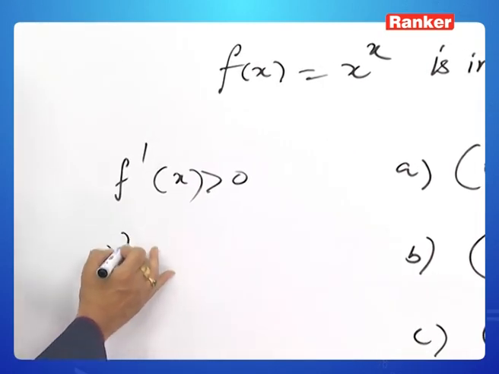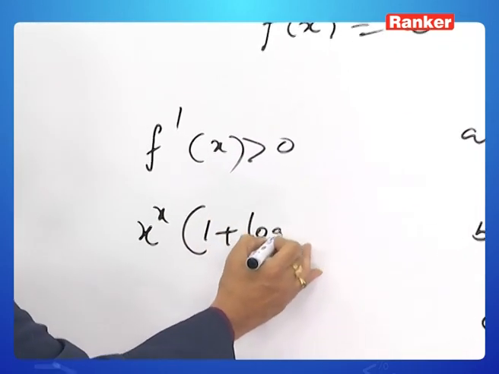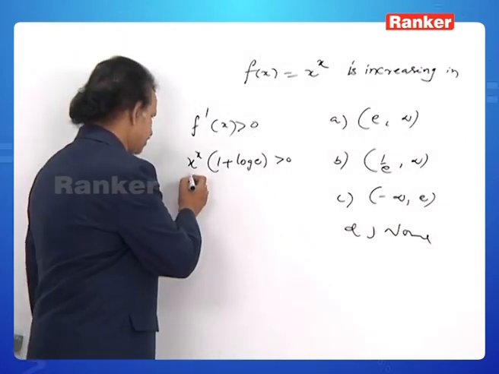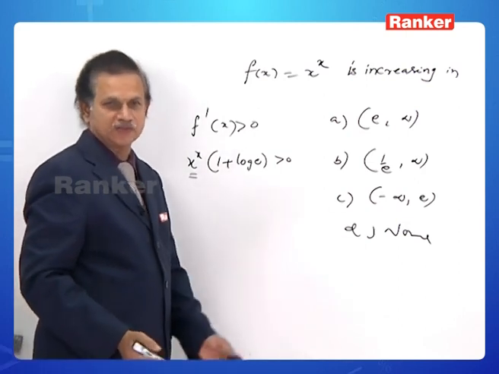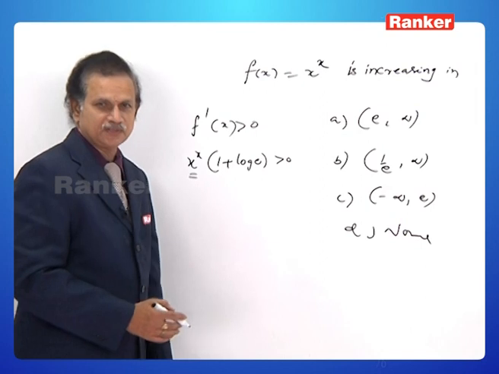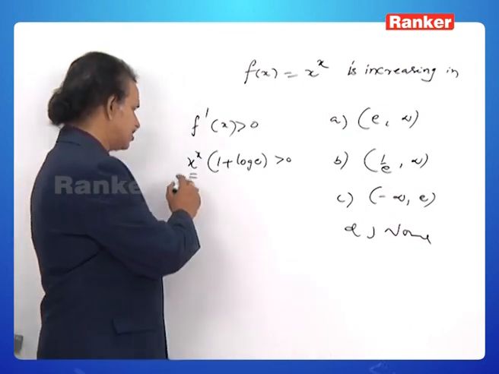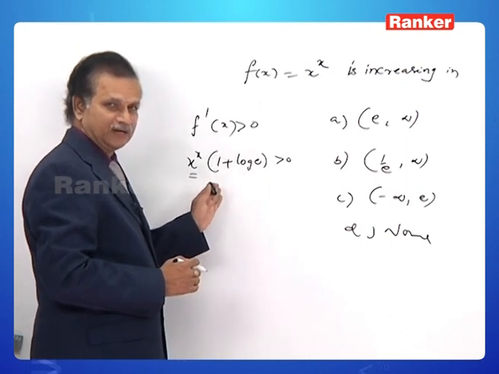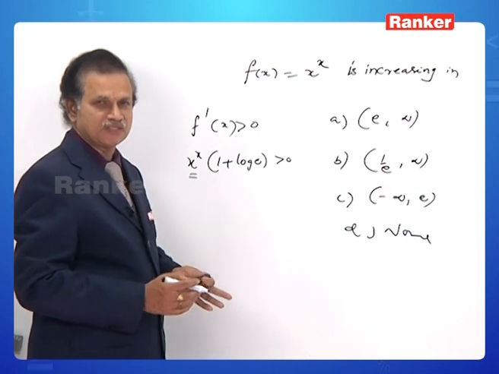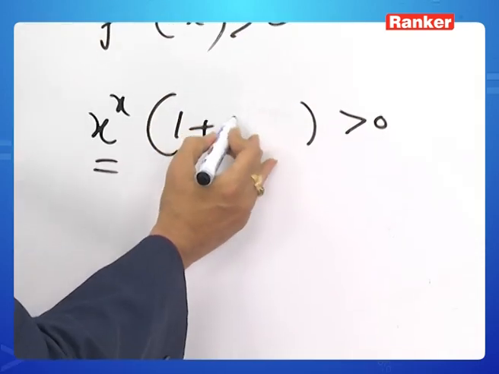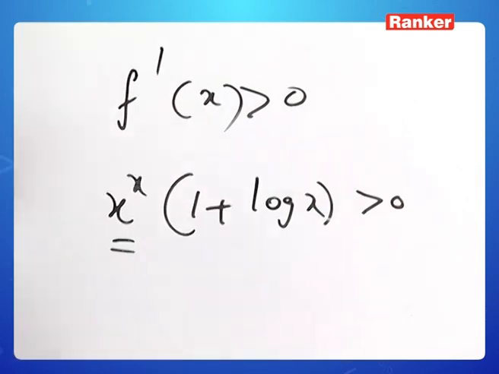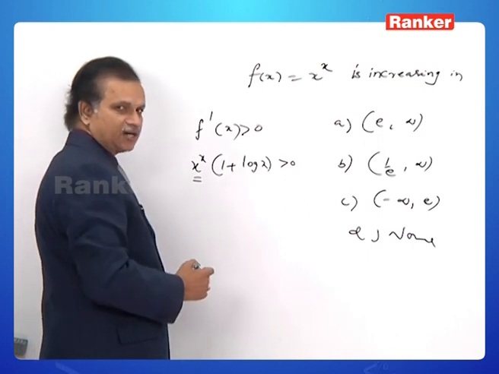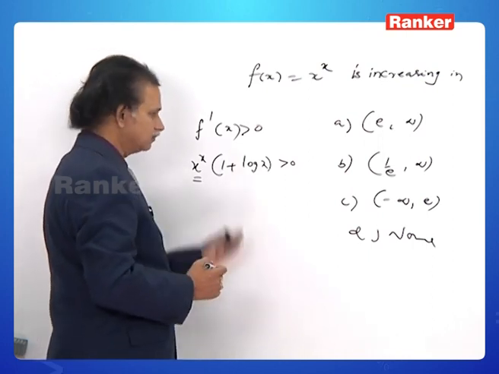x power x into 1 plus log x, of course log x to the base e, greater than 0. And everybody knows that x power x is strictly positive always, because its domain is nothing but positive real numbers. Therefore, it is positive. So, for this big expression to be positive, what should happen? 1 plus log x must be greater than 0. Its derivative is x power x into 1 plus log x. This is always positive. So, in order to observe that the function is increasing, this must be positive.